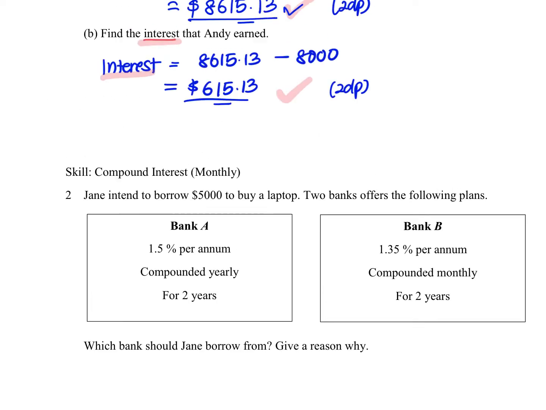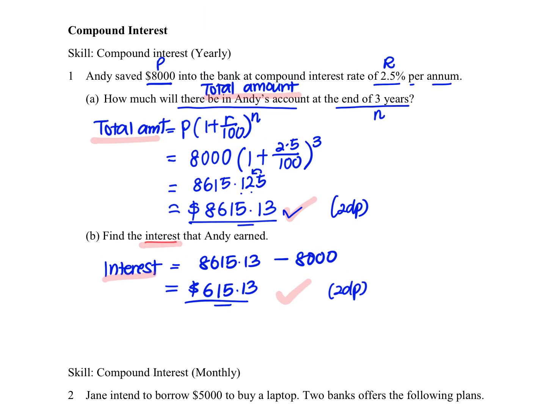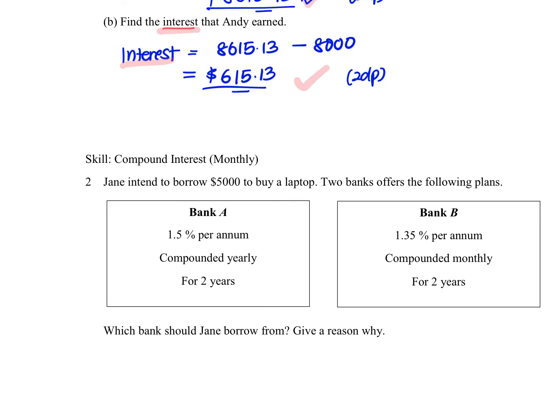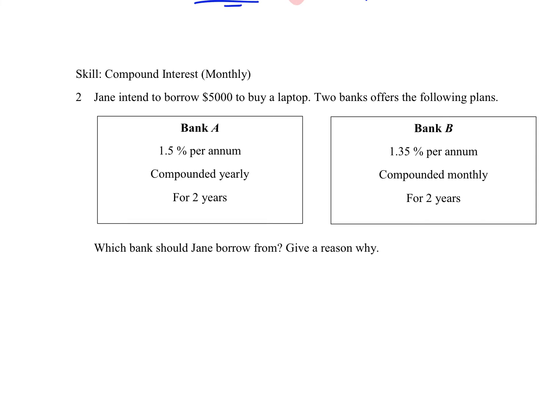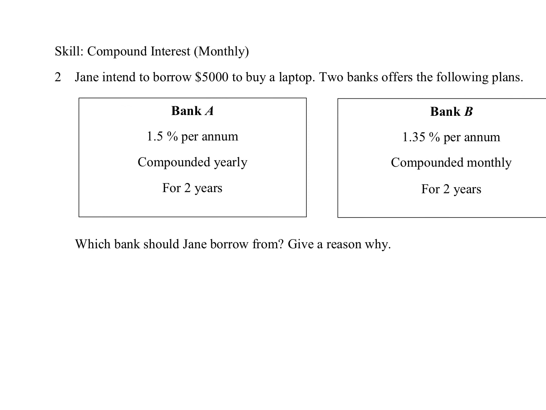Compared to my previous questions, this person is actually saving money. If I'm saving money, the bank gives me interest. I want to earn as much interest as possible. But since now I am paying back, I'm borrowing from a bank, so I would like to pay as little interest as possible. Alright, so now this question over here, there are two banks that offer the following plan.